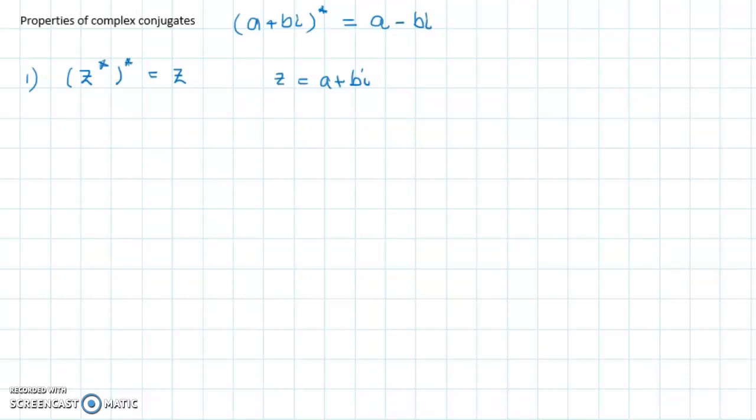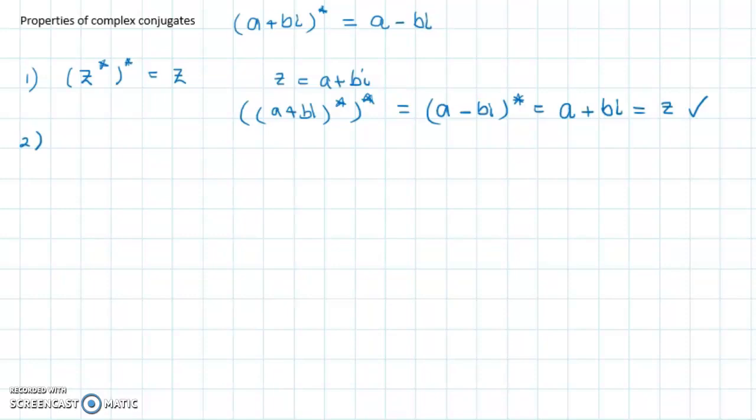So if this is z, we want to find the conjugate of this, and then the conjugate of the conjugate. And we want to see that we go back to the original number. The first time we find the conjugate, we are changing the sign of the imaginary part. And the second time we take the conjugate, we are changing the sign again. And because minus minus is plus, we get back our complex number, as we wanted. So applying this operation two times is like not doing anything.